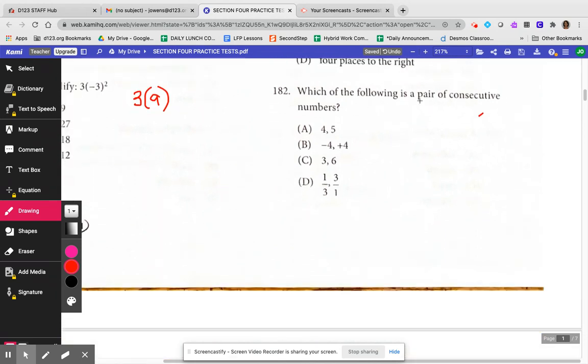182, which of the following is a pair of consecutive numbers? So you have to know what consecutive means. They follow each other in order. So that would be 4 and 5.